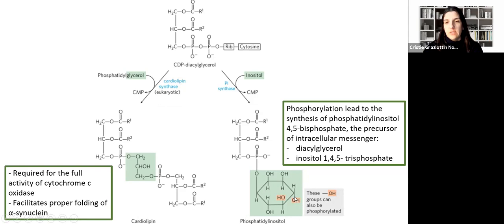On this side, we can have the CDP diacylglycerol reacting with inositol, leading to the production of phosphatidylinositol. And these alcohol groups, these hydroxyl groups, can be phosphorylated, and this can lead to the production of phosphatidylinositol 4,5-bisphosphate, which is the precursor of intracellular messengers, diacylglycerol, and inositol 1,4,5-trisphosphate.